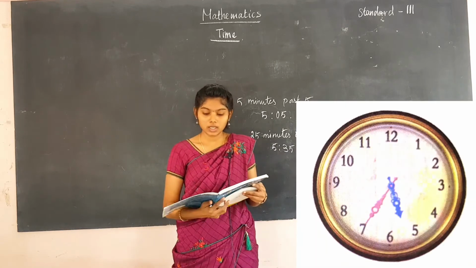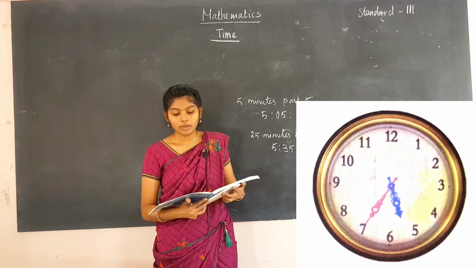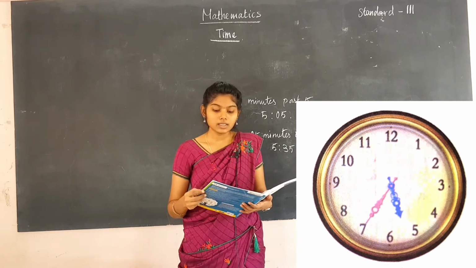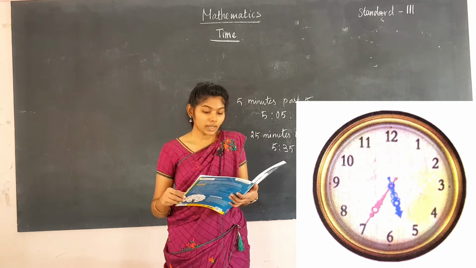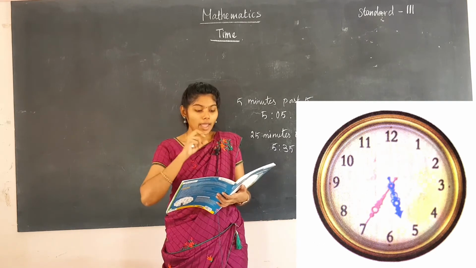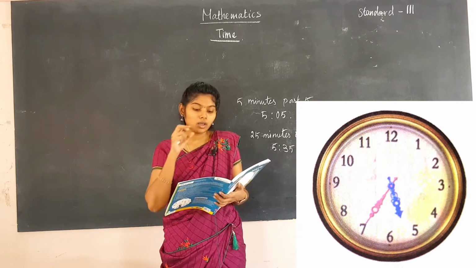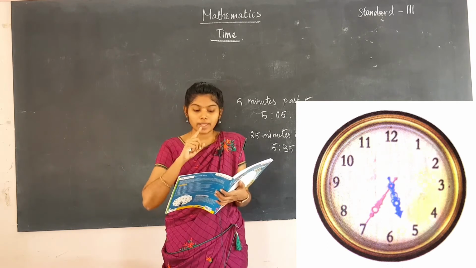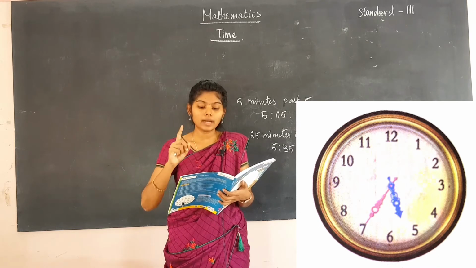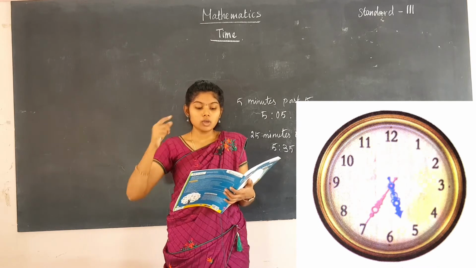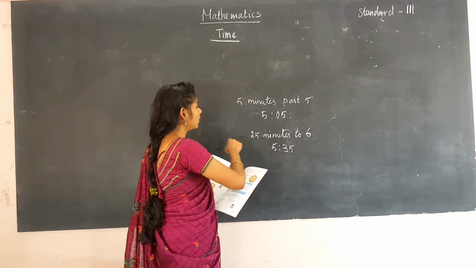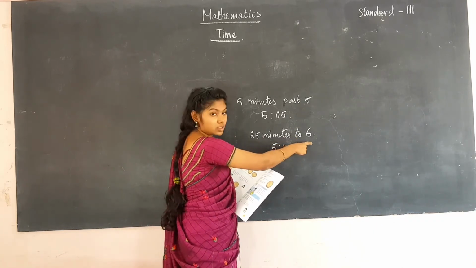And the next one, see, at 5:35 there are 25 minutes to the nearest hour, that is 6 o'clock. So we read the time as 25 minutes to 6. So you know this one. I have already said how it comes like that. 5:35, you should not say as 25. You have to say that as 25 minutes to the next hour. So you have to say 25 minutes to 6. You will say that 5:35 means 25 minutes to 6.